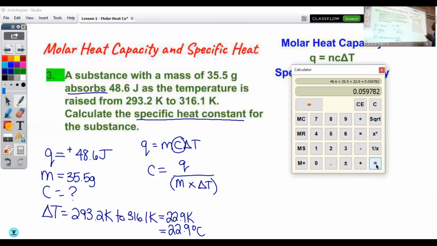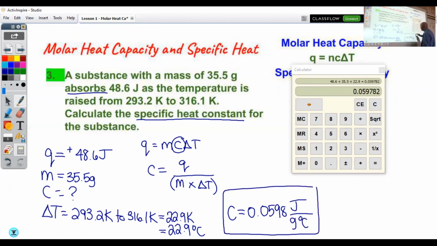We wind up with a really small answer for C. C is equal to 0.0598 joules over gram degrees Celsius. It is quite common for the value for specific heat constant to be really small, just like it's quite common for the value for Q, heat energy that we're measuring in joules, to be really large.